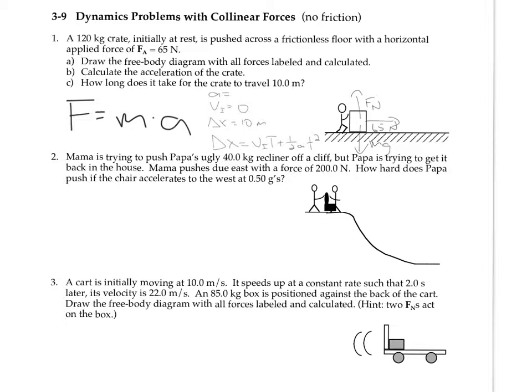Problem 2, and always with these problems you can tell them to start with a free body diagram. We've got the chair. Mama pushes this way with 200 newtons. Papa pushes back the other direction. We don't know how hard he pushes, but we know that the chair has an acceleration in this direction of 0.5 g's.